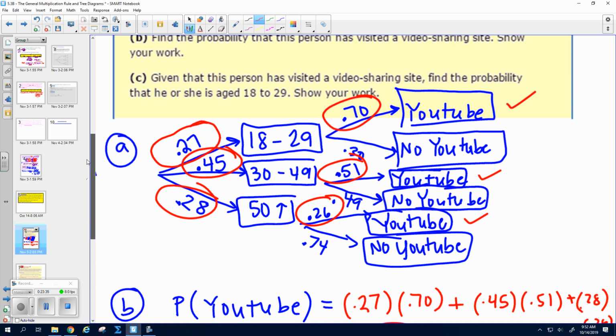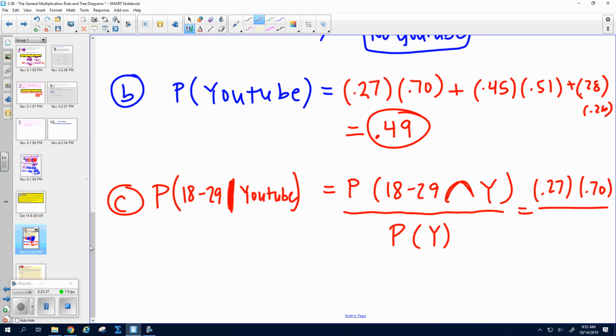And in the denominator, you guys, we just did that part, the probability of YouTube. So technically, if you didn't just do this, you would have to write out all the pathways to YouTube, right? But we just did that. So let's go ahead and put 0.49 in the bottom. And you would multiply those out and get your answer. My hole punch cut right through that. All right.